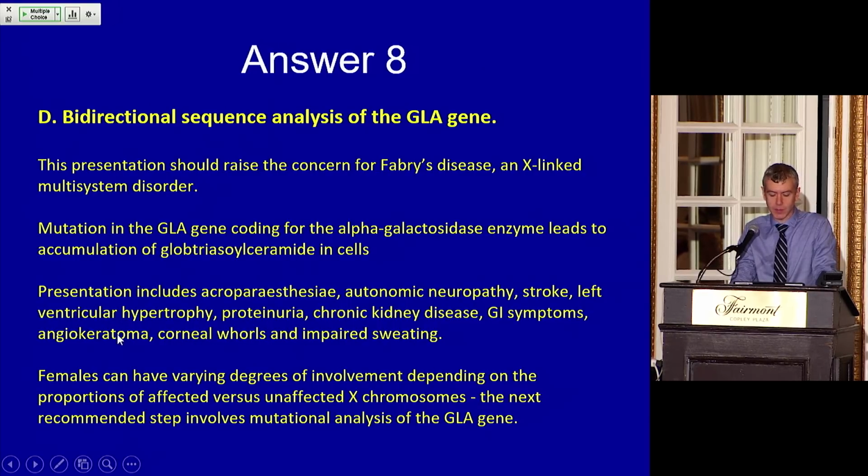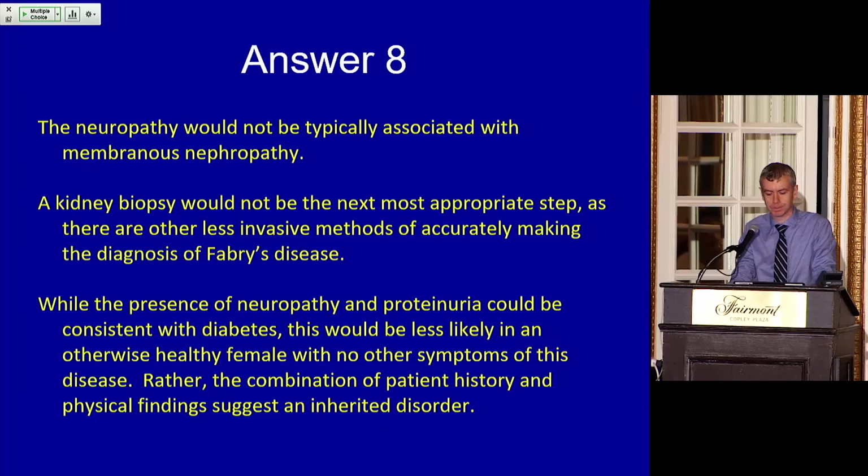Because it's X-linked, females can have varying degrees of involvement depending on the proportions of affected versus unaffected X chromosomes. And so the next recommended step for females is mutational analysis of the GLA gene, because often females who are so-called carriers will have relatively normal enzymatic levels but still have the disease. Okay, so for males, you can do the peripheral blood leukocytes. For females, you got to do the genetic sequence analysis.